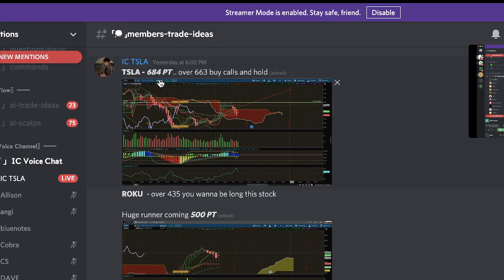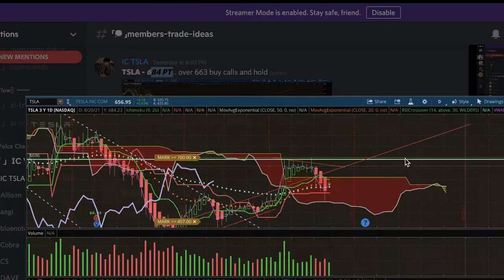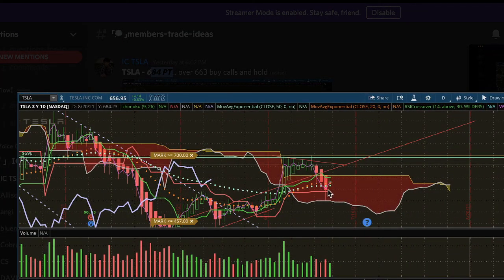And I gave out last night at 6 o'clock my time that over 663 was to buy calls and hold. Said it was a 684 price target. I'm pretty sure that's what it closed at today. I got all that literally from just looking at this chart right here. I figured it would go there, and that's what it did today.